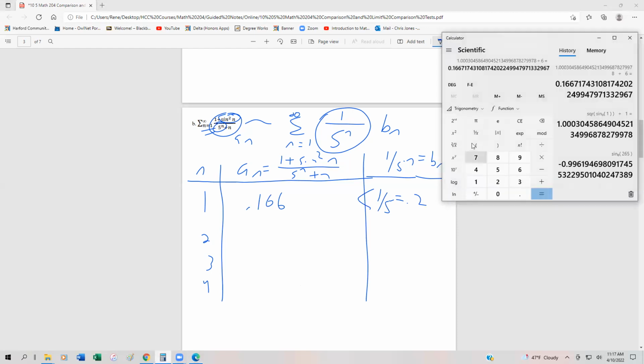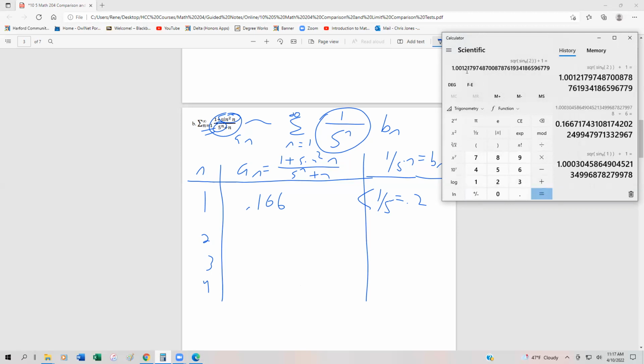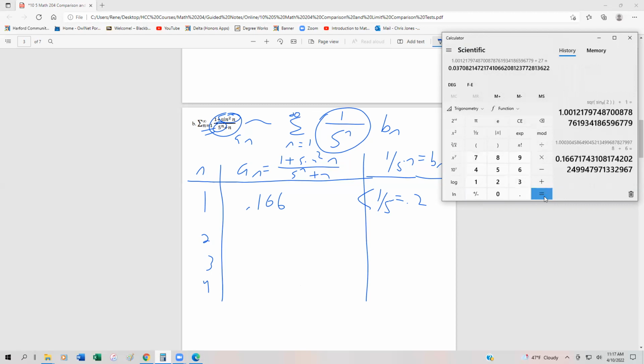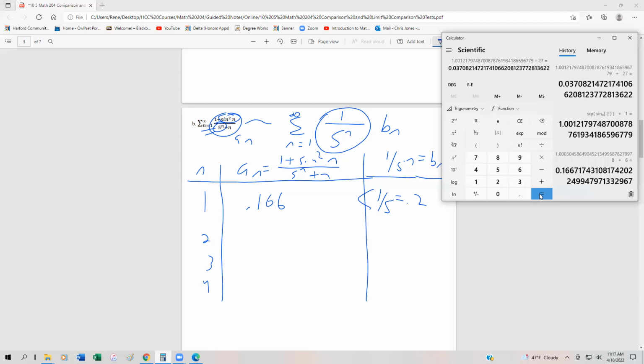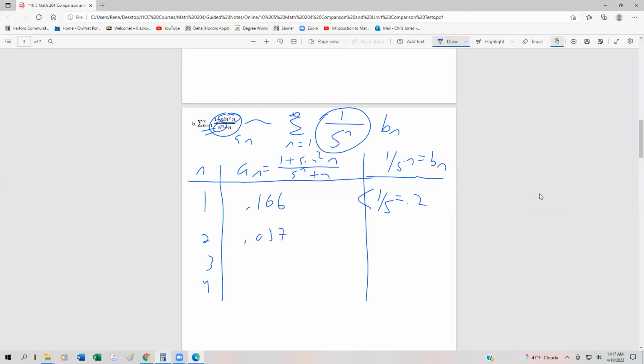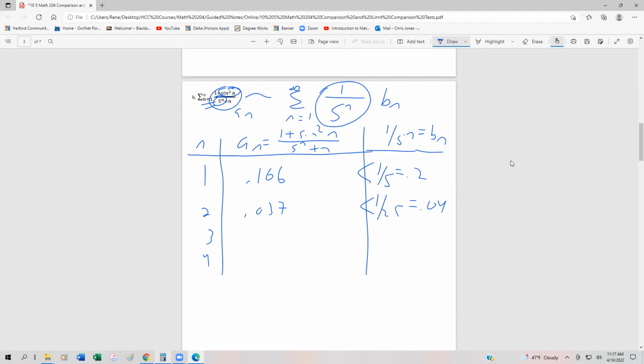We'll do this a couple more times. Now we have sine of 2, squared. We type in 2, take the sine of 2, square it, and add 1, so we're just taking care of the numerator. We get 1.0012. Then 5 squared is 25 plus 2, that's 27, so I divide this by 27 and get 0.037. Over here, we get 1/25, which is 0.04, and 0.037 is less than that. So far, it looks like a sub n is going to be less than b sub n.